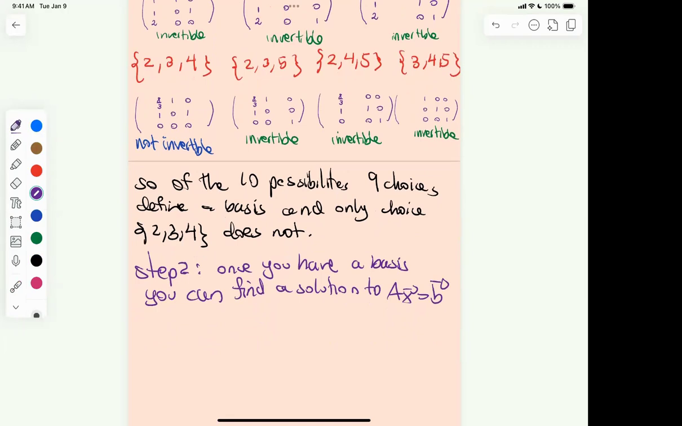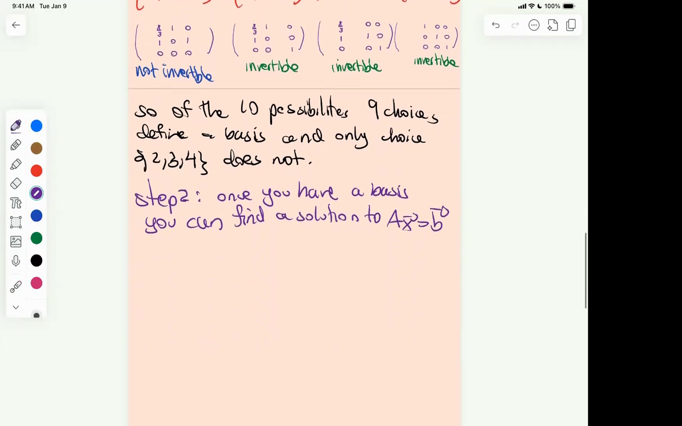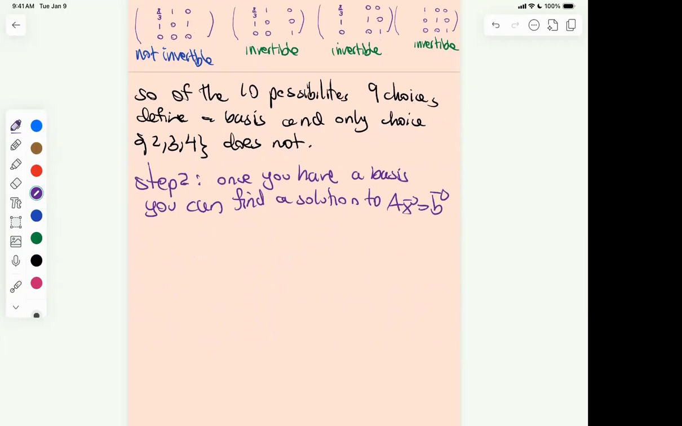I kind of went over it last time, but I'll mention it again. How do you find the solution? The idea is that you first solve A_B times X equals B. So what does this mean?